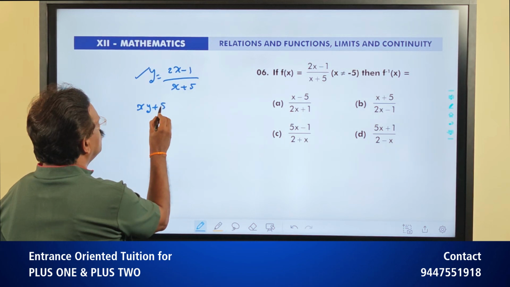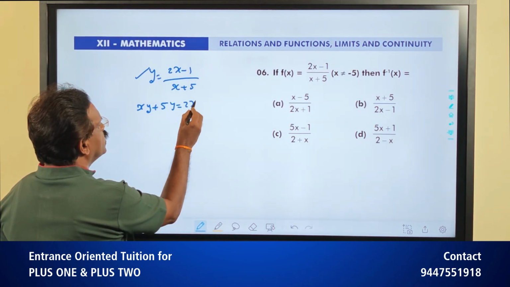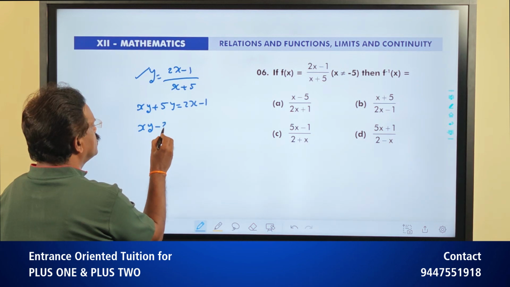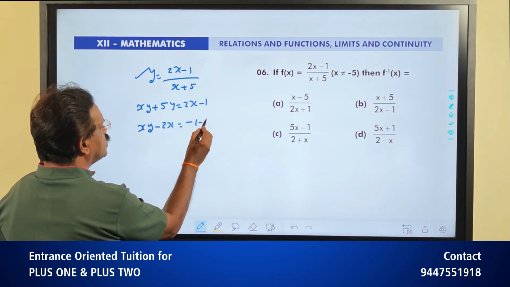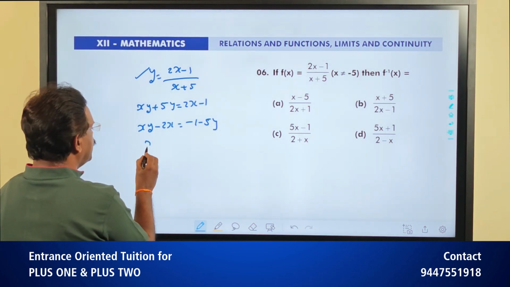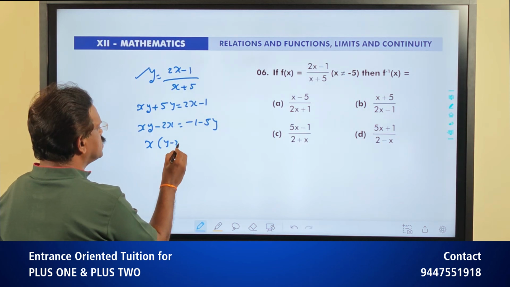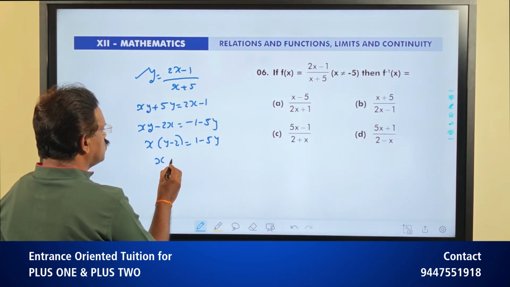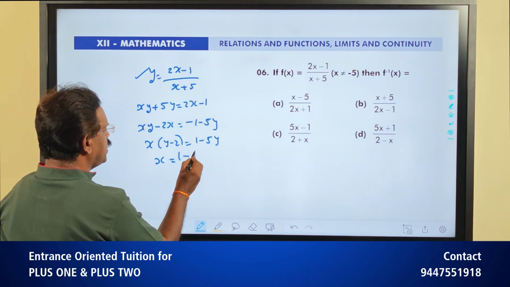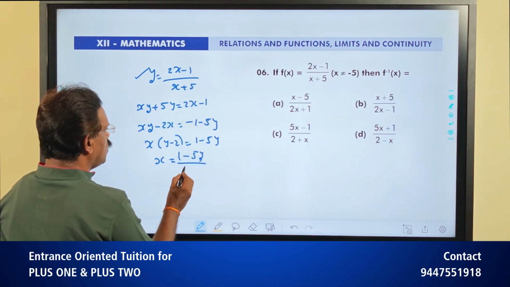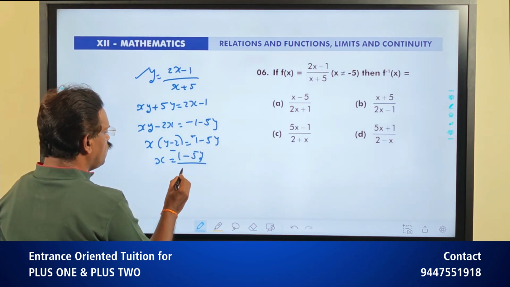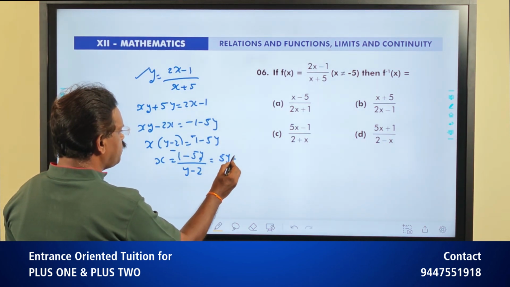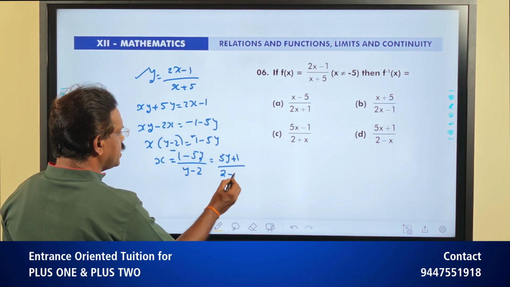xy plus 5y equal to 2x minus 1. Collect terms containing x on one side: xy minus 2x equal to minus 1 minus 5y. Take x outside, x times y minus 2 equal to minus 1 minus 5y. So x equal to minus 1 minus 5y by y minus 2, or when you reverse it, 5y plus 1 by 2 minus y.